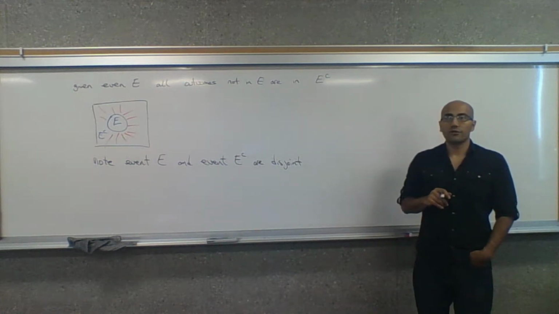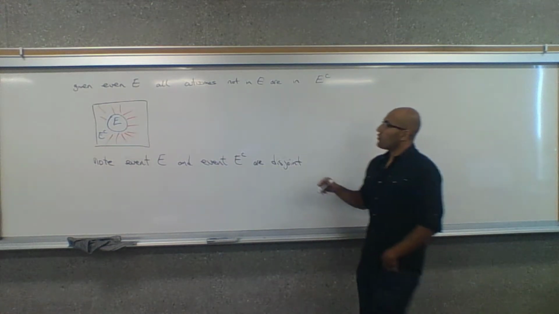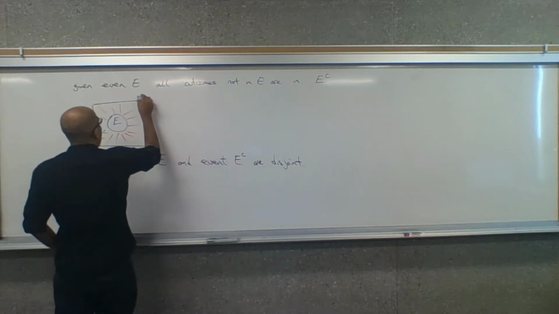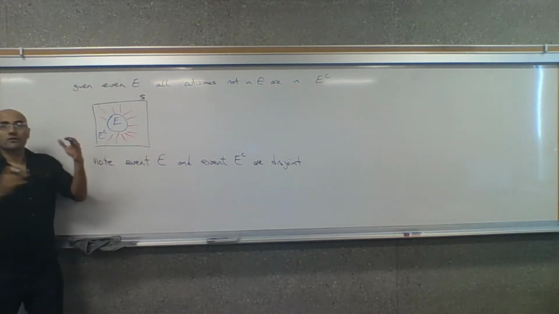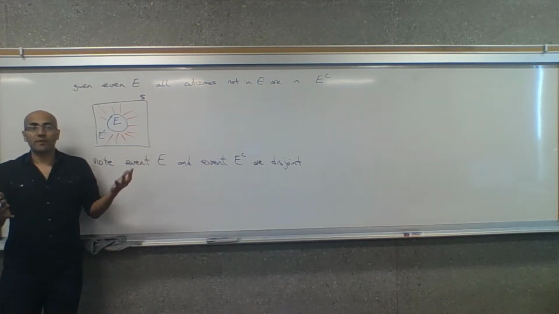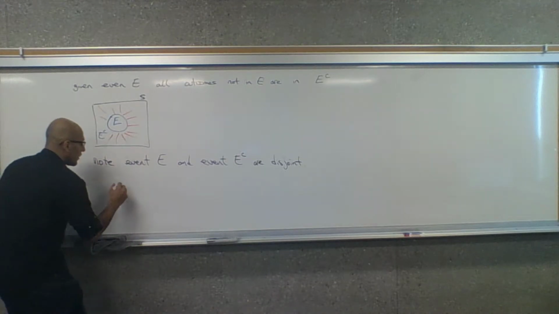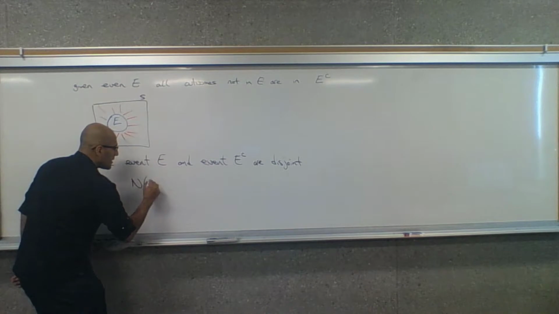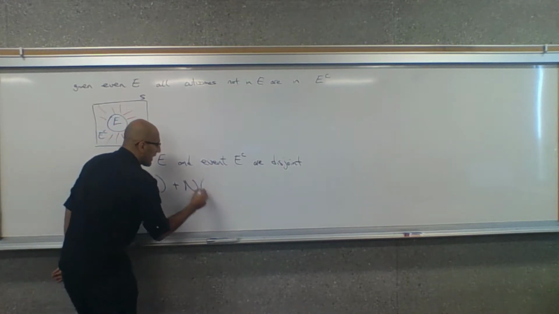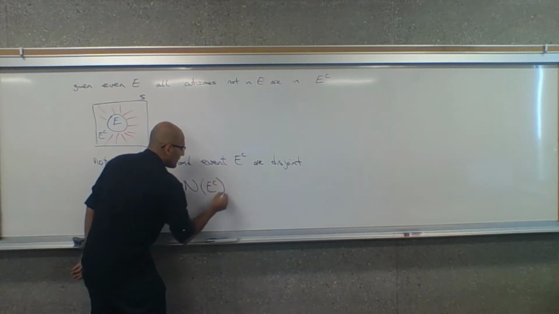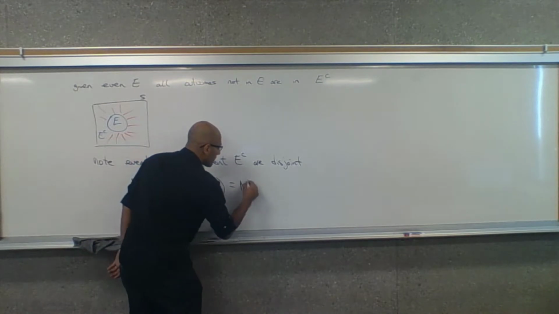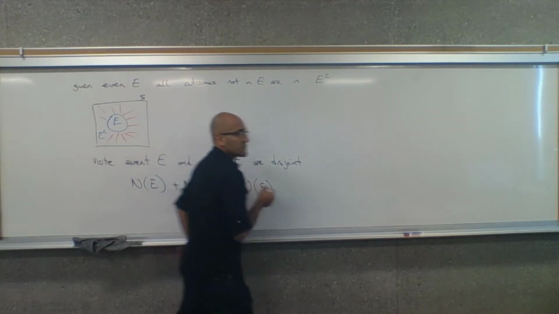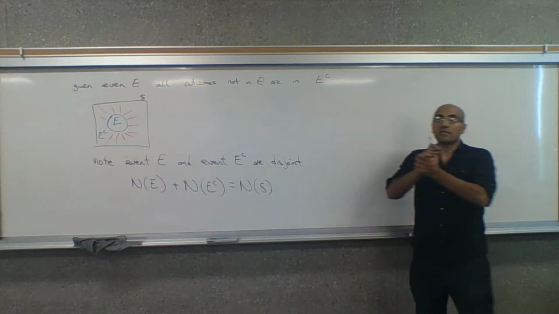Right? That's true. And also note that event E and event E complement together make up the entire sample space, always. So it's also true that the number of outcomes in E plus the number of outcomes in E complement is always equal to the number of outcomes in our sample space. Right? Because they make up the entire sample space.